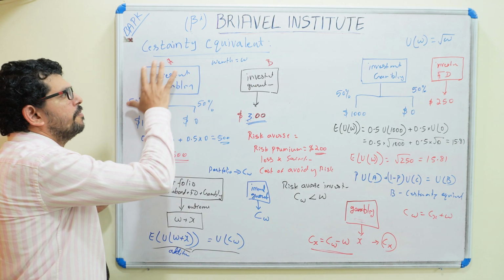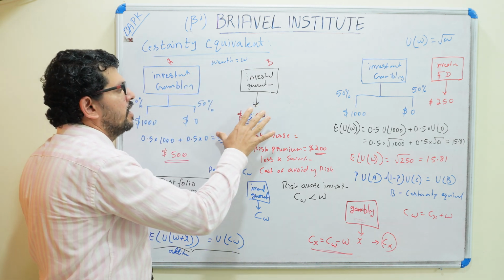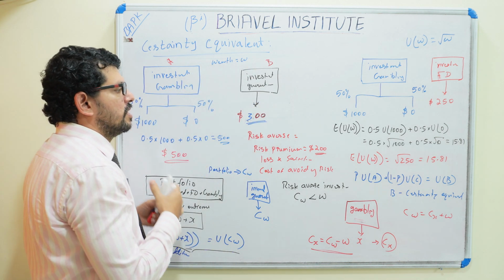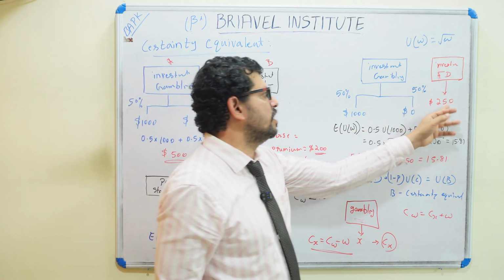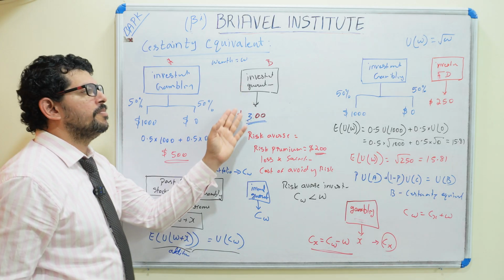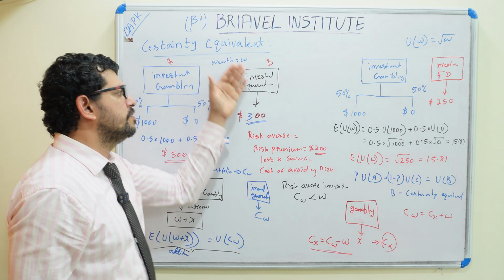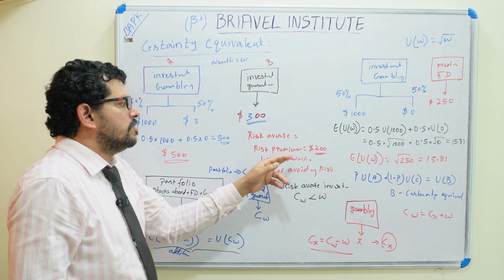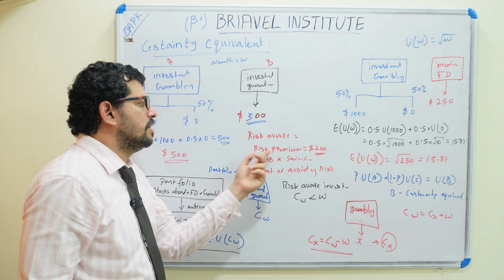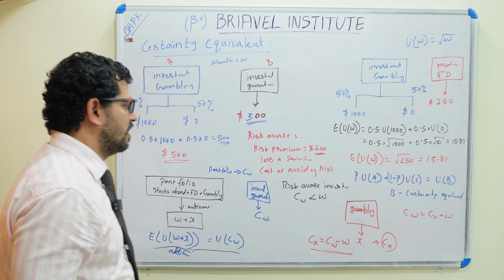Later we understood that for a risk averse investor, this may not be equal. Here it is equal, but sometimes it will not be equal. But a risk averse investor will always select it, even if it is lesser. Why does he select it? What is his cost? That we can call the risk premium.